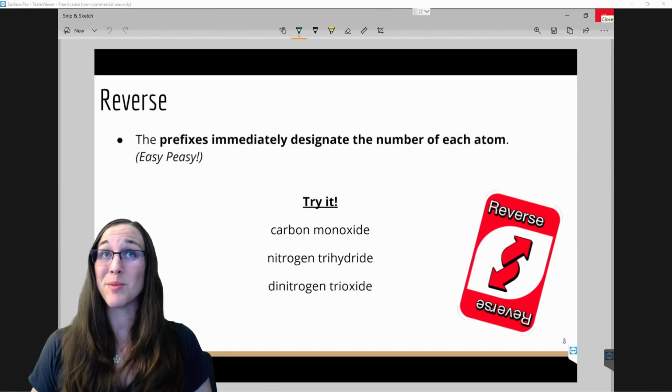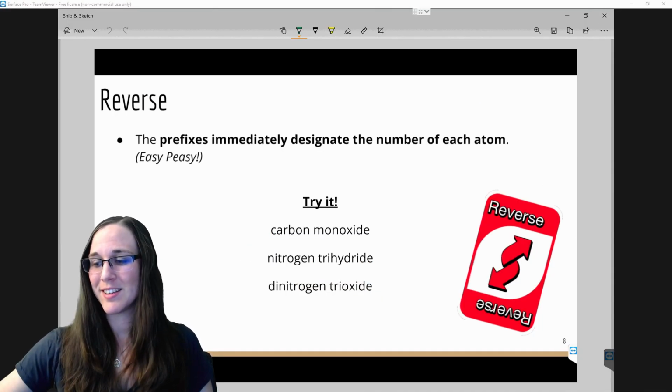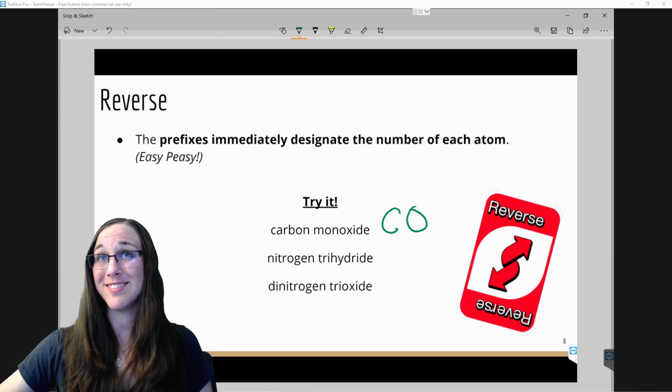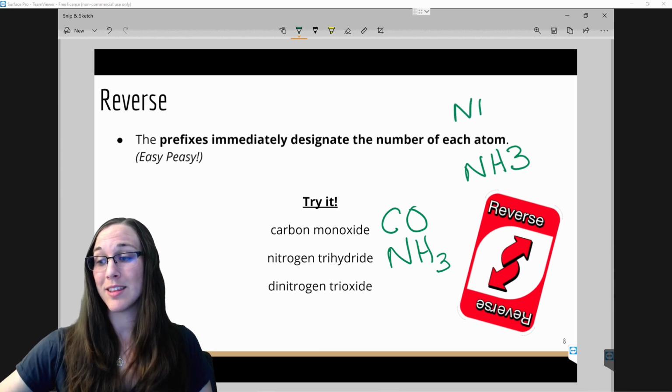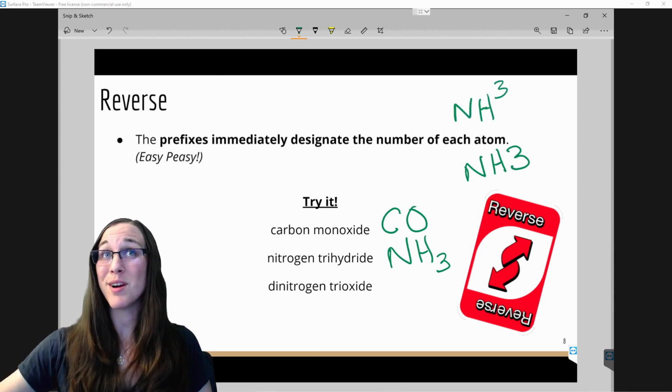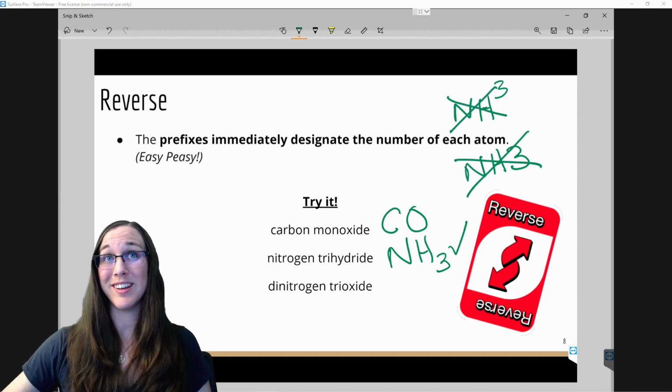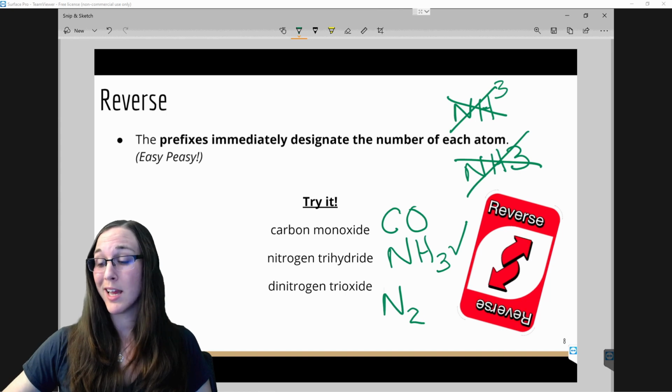So overall, your molecules would look like this. 1 carbon, 1 oxygen, 1 nitrogen, and 3 hydrogens. Notice how I make it a little tiny 3 at the bottom. I am not doing this, and I am not doing this. You put the number as a subscript next to the letter. So these are no-nos. This is good. Dinitrogen trioxide, 2 N's, a 2 next to the N in small subscript, and an oxygen with a 3 after it.